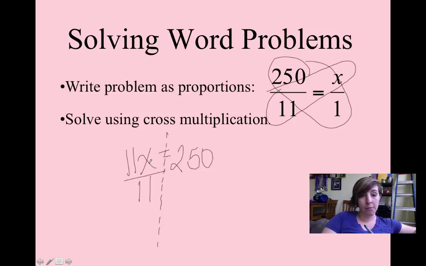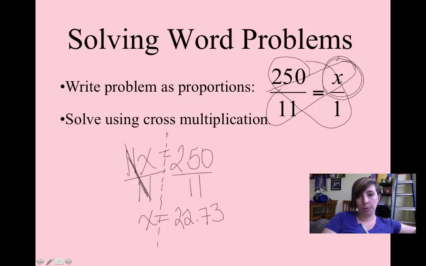To do that, instead of multiplying by 11, I'm going to divide by 11. I can't just divide by 11 on one side. I have to divide by 11 on the other side. 11 divided by 11 equals 1. 1 times x equals x. So when I divide by 11, that gives me x by itself. 250 divided by 11, we just said, was 22.73. So this is just another way for us to see that on 1 gallon of gas, we would travel 22.73 miles. You're going to use this cross multiplication a lot coming up in the next couple weeks. So even though this problem seems very simple, I want you to understand how we solved it.